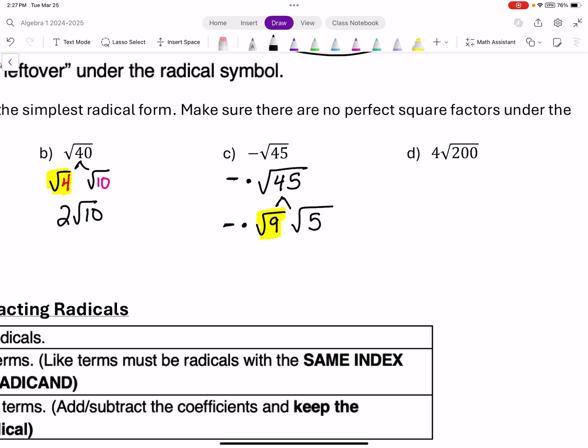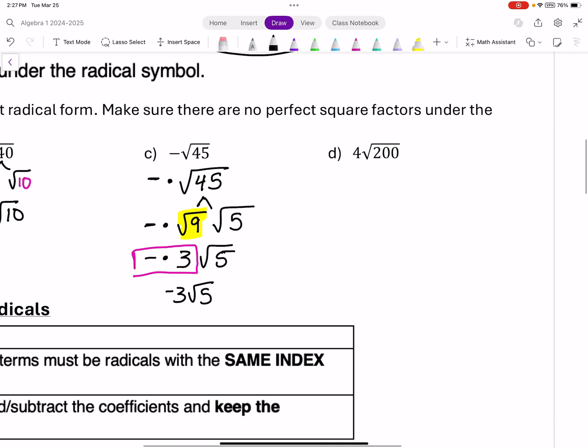And so the square root of 9 is 3, and we're going to keep the 5 in the radical. So out in front here, it says that we want to take a negative times 3, which gives us a negative 3, and we keep the radical 5. So that would be our final answer.